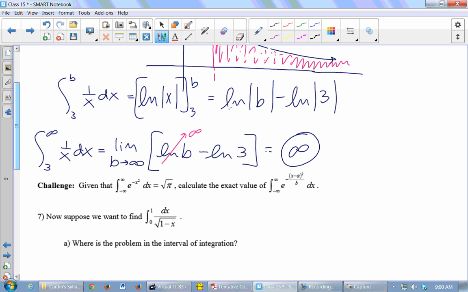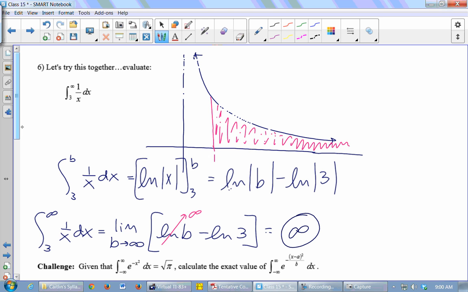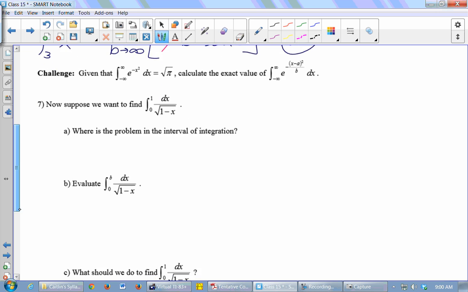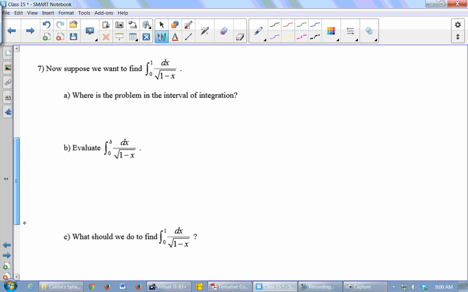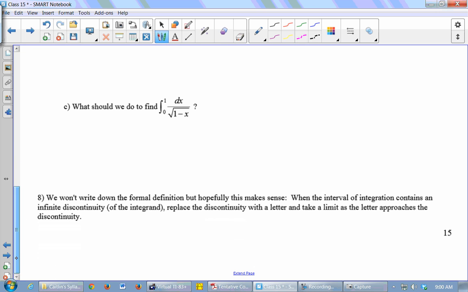Kind of interesting, right? What is it about the function that sometimes makes it converge and sometimes makes it diverge? Oops. Supposed to start at 3 on that one. All right, we're going to jump over this challenge for right now.